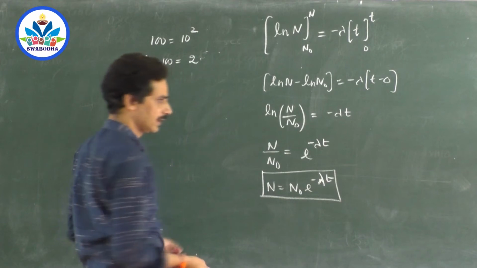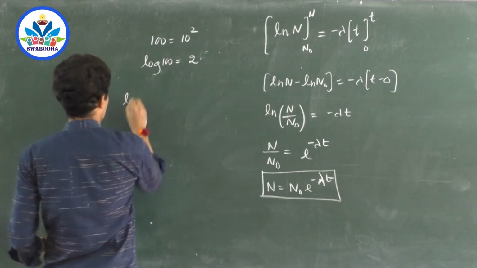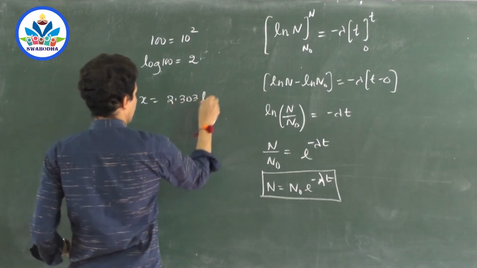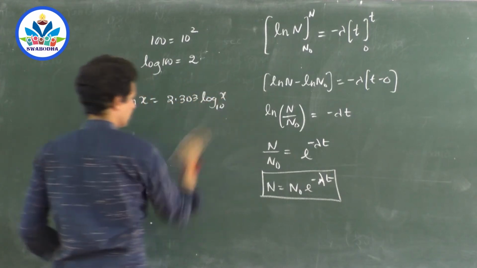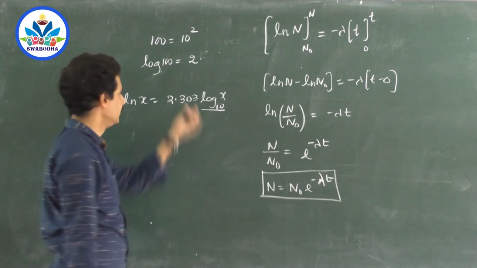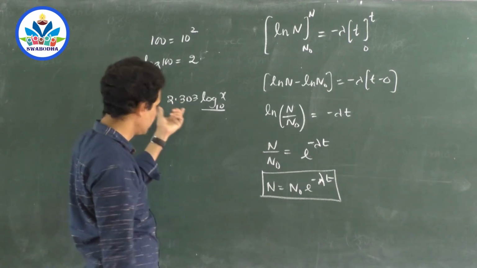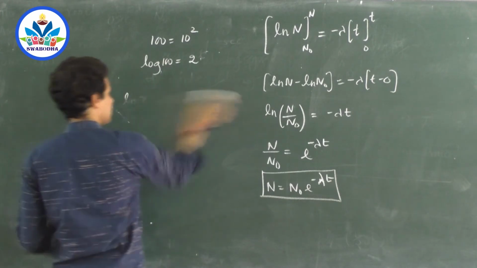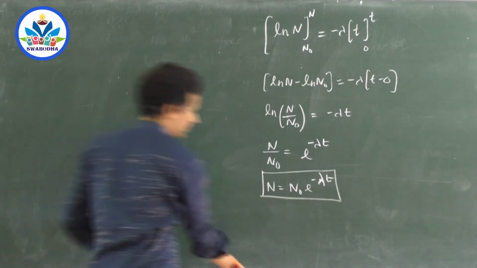Suppose you want to take ln x, then it is 2.303 log x, log of x to the base 10. So if you want to convert from the base 10, multiply by 2.303. I think you might have used this in chemistry. Whatever it is, you will come to know about this later in mathematics also. So this is how the equation goes.